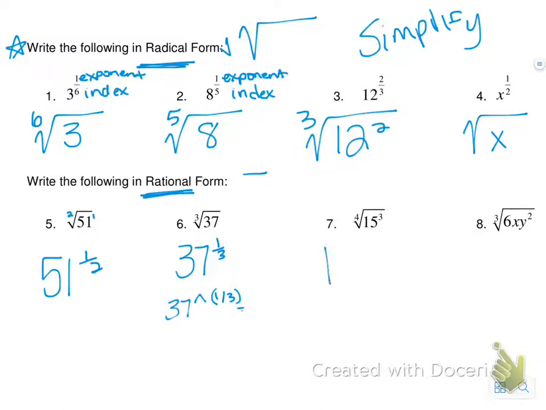Okay, so for the next one we have 15 to the 3/4 power, and the last one is a bit tricky because all of that has an index of 3. So you can write 6 to the 1/3, x to the 1/3, and y to the 2/3, or you can do 6xy squared and put parentheses around the whole thing to the 1/3. Okay, so either one of those would work.